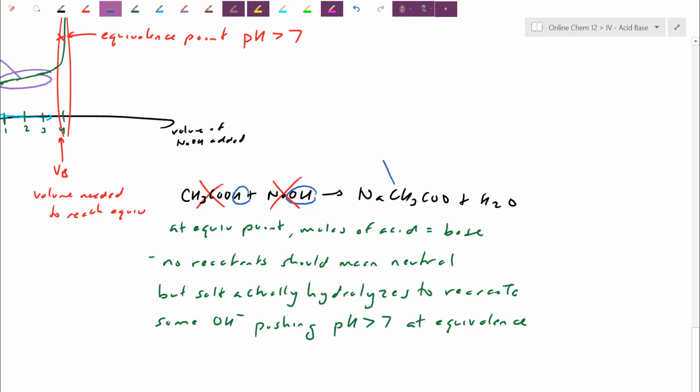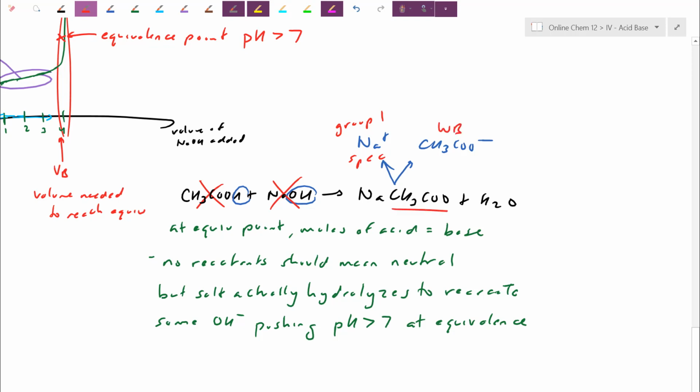Well, how do we do hydrolysis? We take the salt, we break up the positive and the negative bit here. We cancel out the spectators. Well, sodium here is a group 1 salt. This one here is fully soluble. This is just going to be a spectator. Don't worry about it. But what about acetate? Acetate itself is actually a weak base.